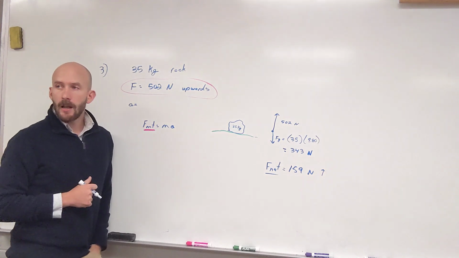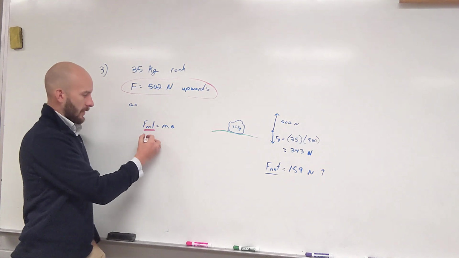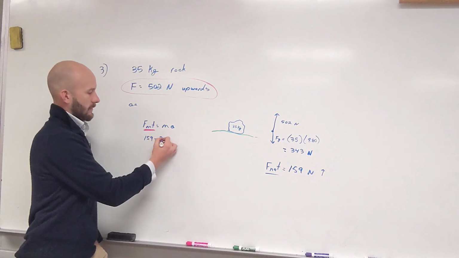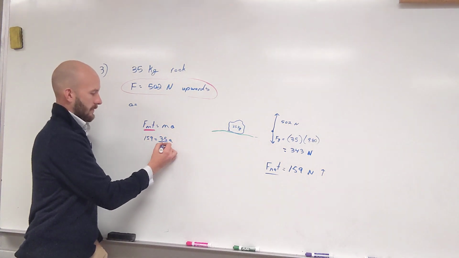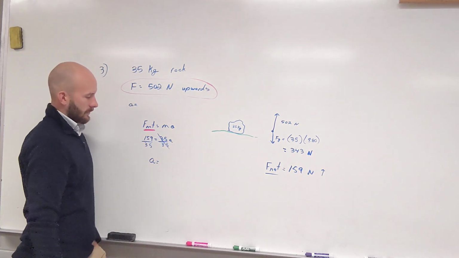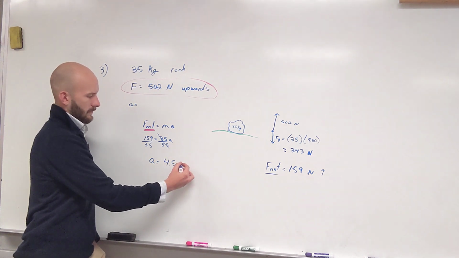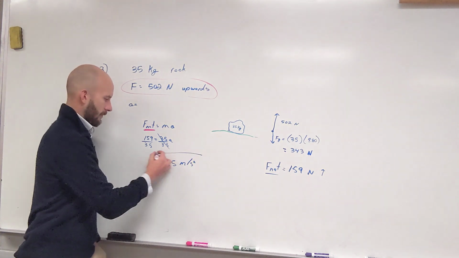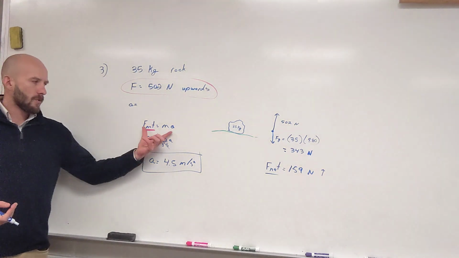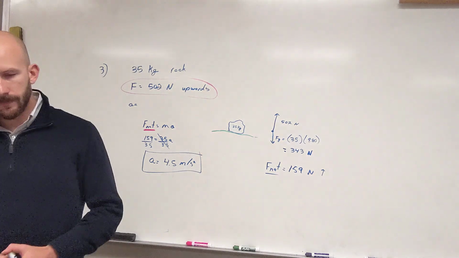Now that I've got that 159 newtons, now what do I do? Now you can divide it by the mass. Right, I'd plug it in here. That is the net force, and we know its mass. 4.5 what? Meters per second squared. Yep, very good. And there we go. So yeah, pretty easy. You're just using Newton's second law. Just be careful to find the net force.